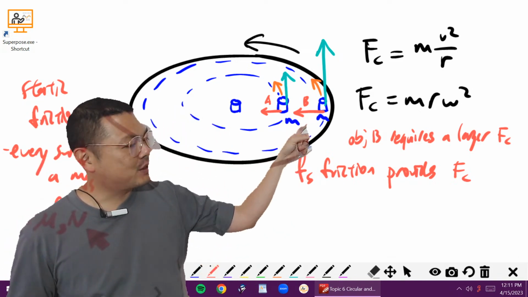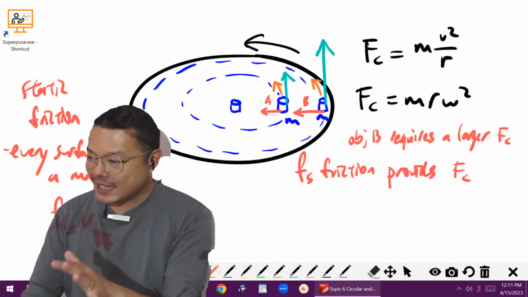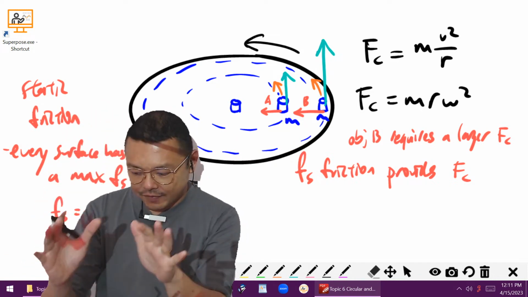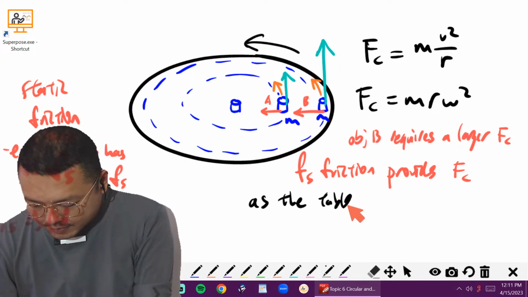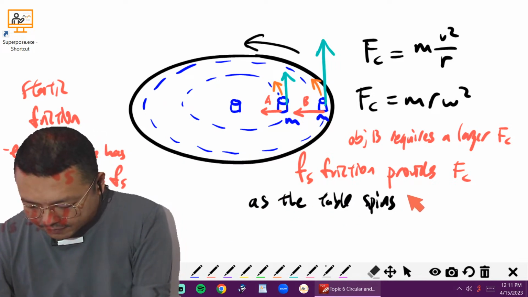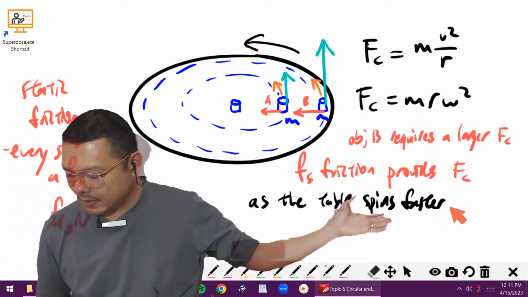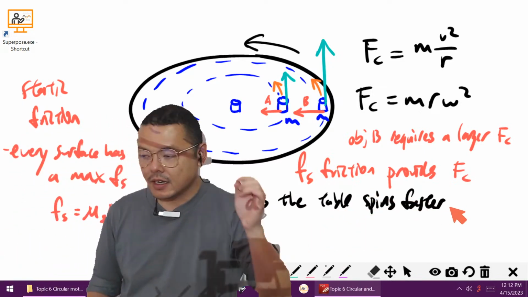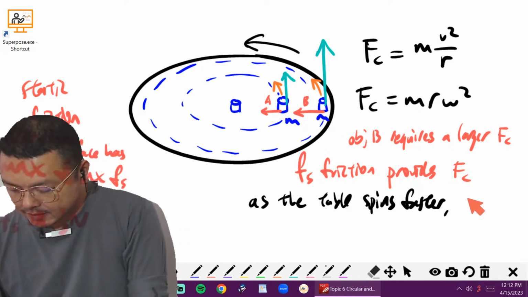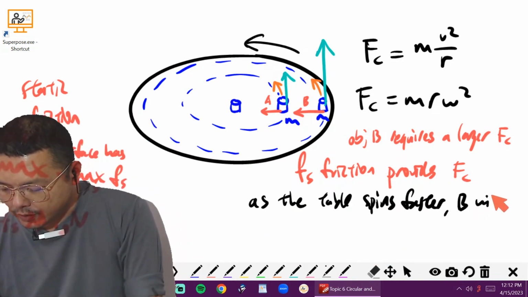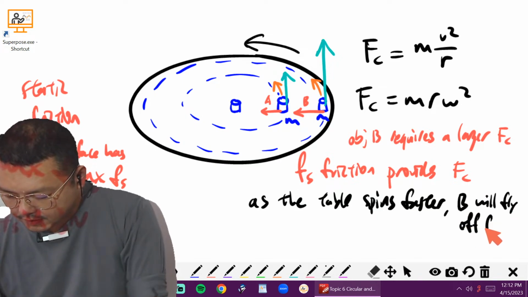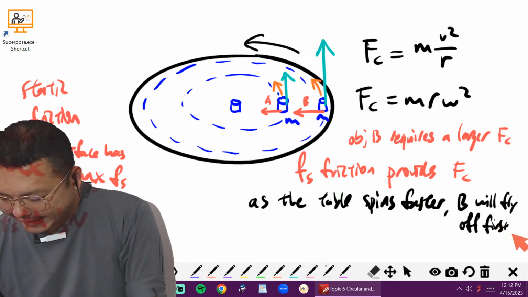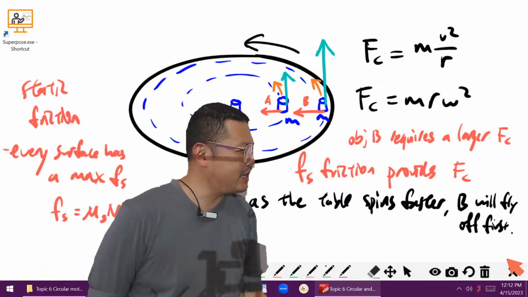Right? In this one, B will fly off first, right? So that means that if you spin this table faster and faster, as the table spins faster, the first object to fly off is B. B will fly off first. Then the question is why? Why does B fly off first?